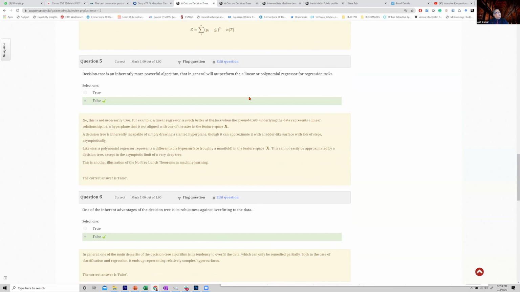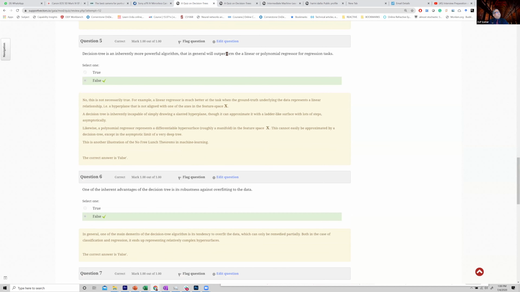Then this is a question that keeps coming up. People say, decision tree, is it inherently more powerful? And in general, will this outperform a linear or polynomial regression? The answer to that is actually no. There is something I keep talking about, the no free lunch theorem.